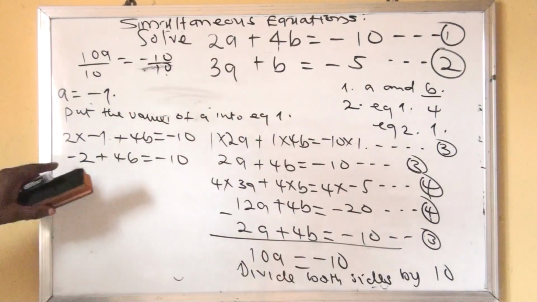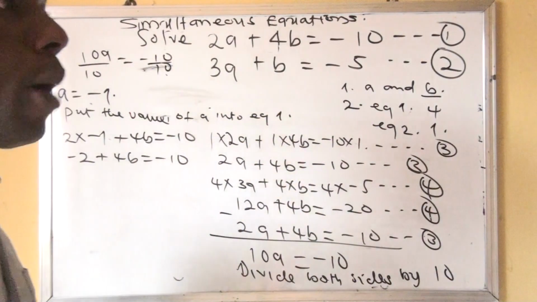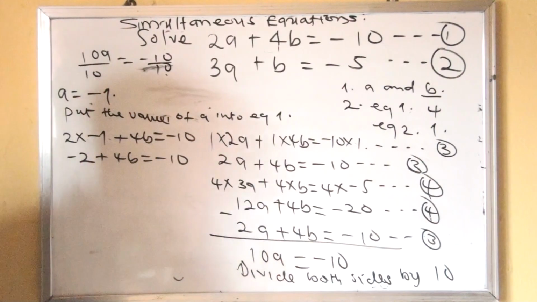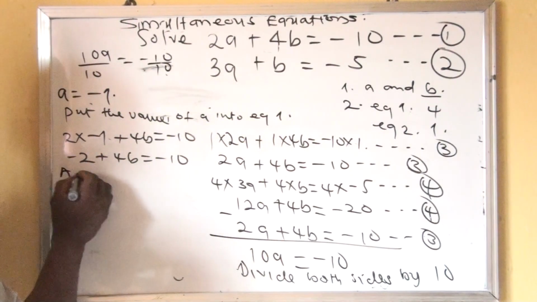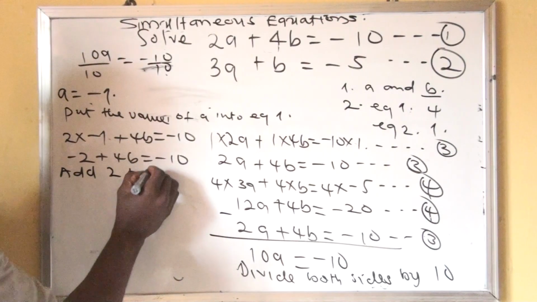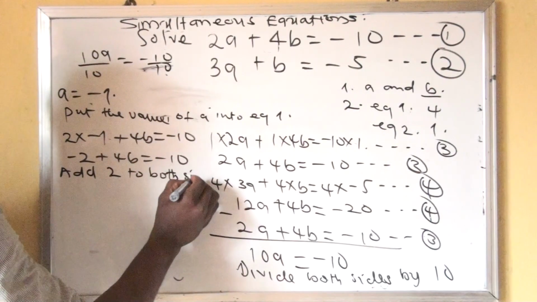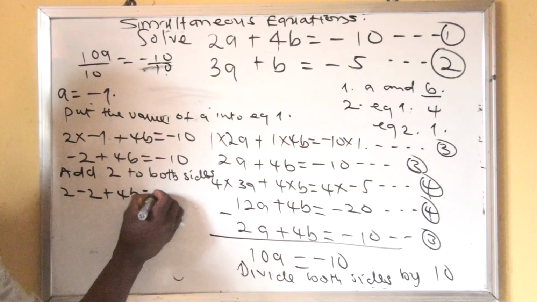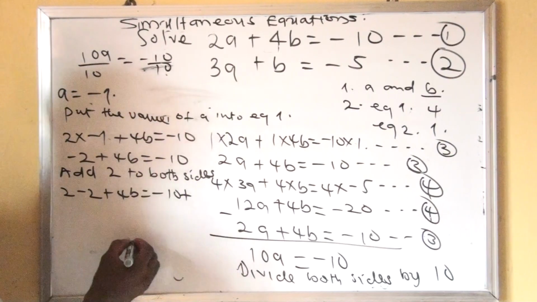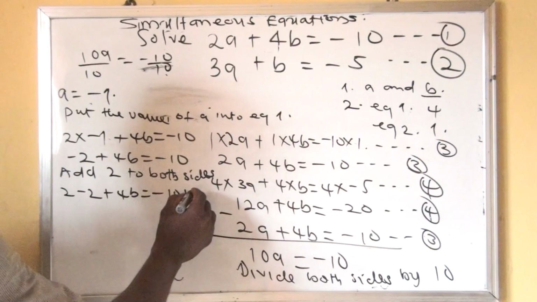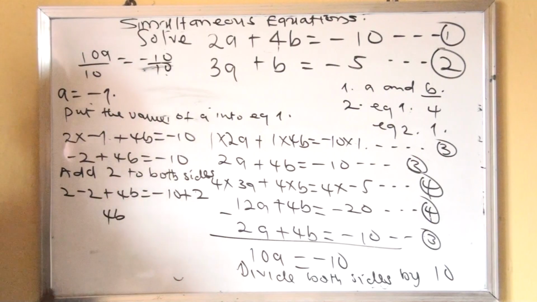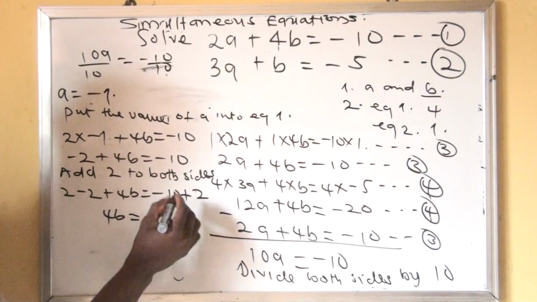What we need to do here is to collect like terms. But how do we do that? We can just say this is minus 2 here. We add plus 2 to both sides so that this minus 2 will be off. So we add 2 to both sides. And if we do that, we have minus 2 plus 2 plus 4b is equal to minus 10 plus 2. So here we have 4b, minus 2 plus 2 is off, and then minus 10 plus 2 will give us minus 8.